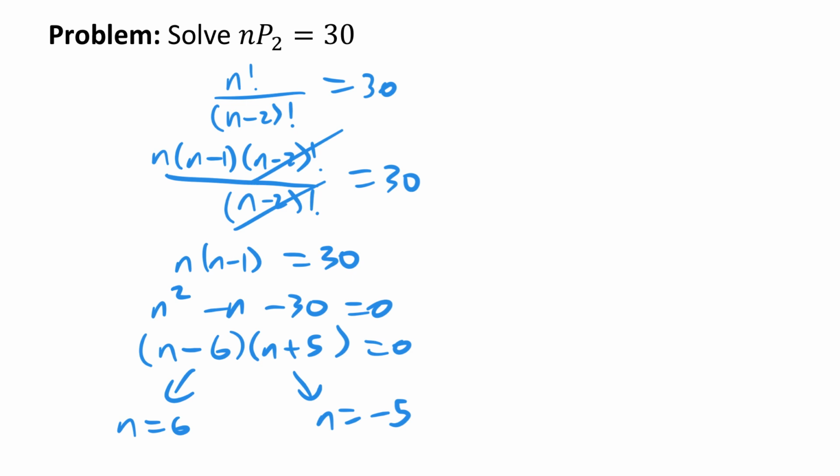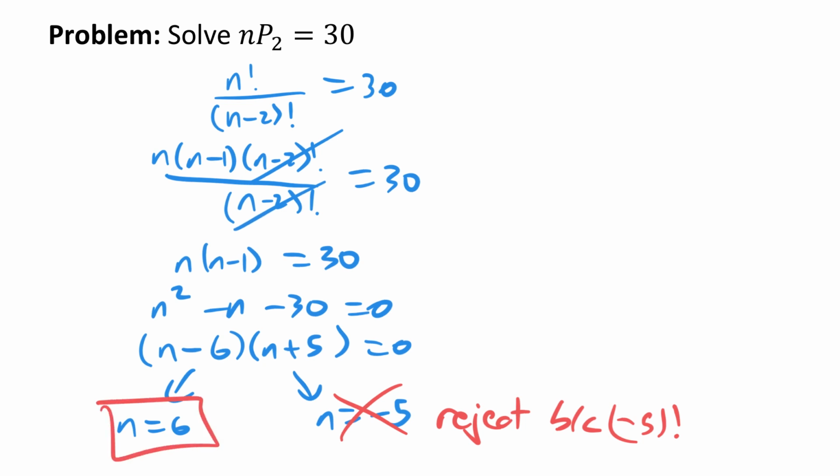We can see here that the -5 is going to lead to a problem. So this is going to get rejected because you're going to have -5 factorial. This is going to get accepted.